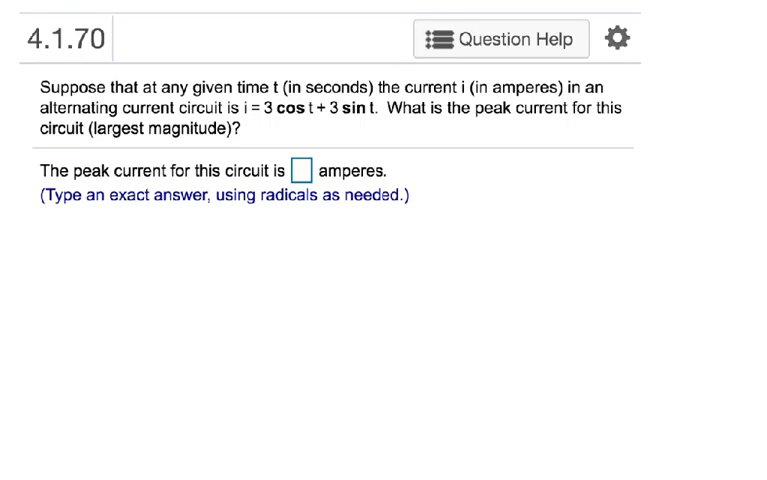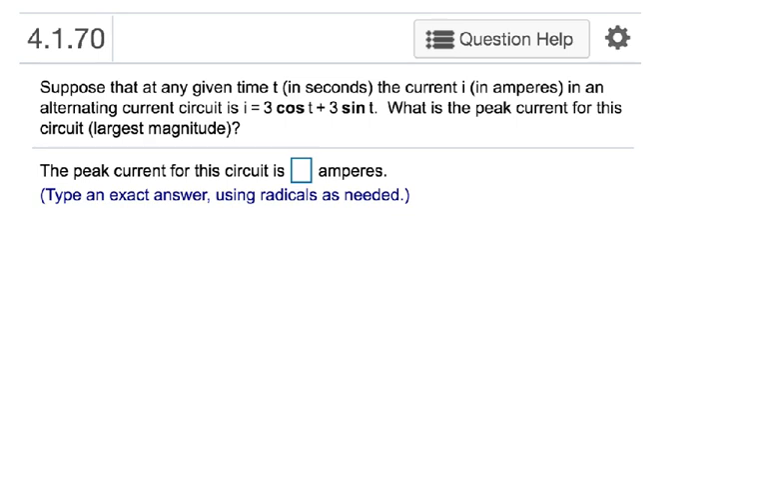So we're going to work this problem. It's problem 70 from section 4.1. Suppose that at any given time, t, in seconds, the current I, in amperes, in an alternating current circuit is I equals 3 cosine t plus 3 sine t. What is the peak current for this circuit?